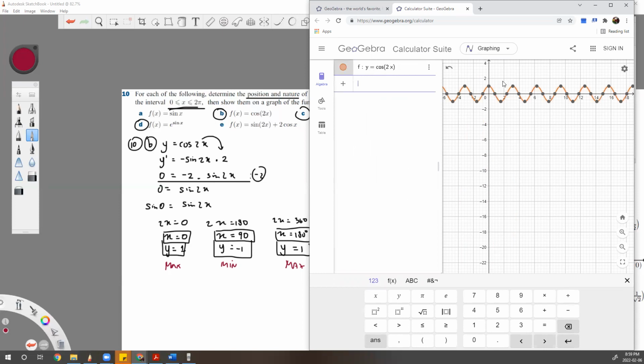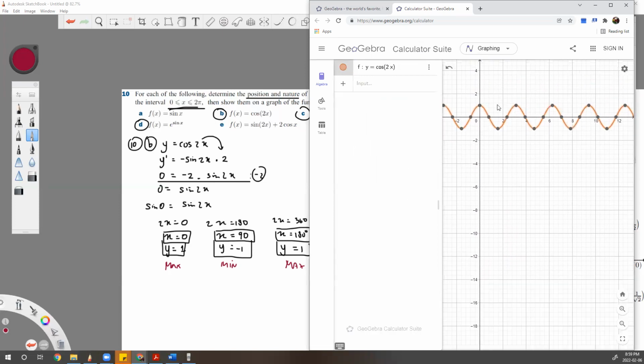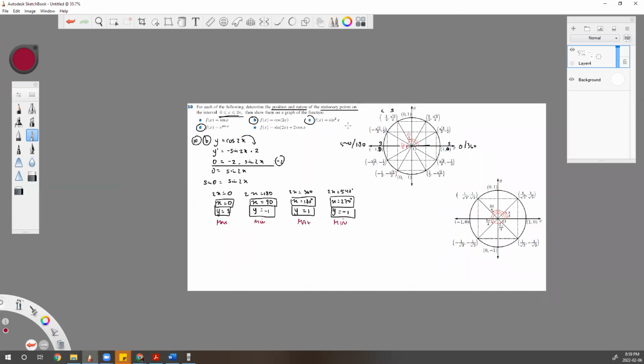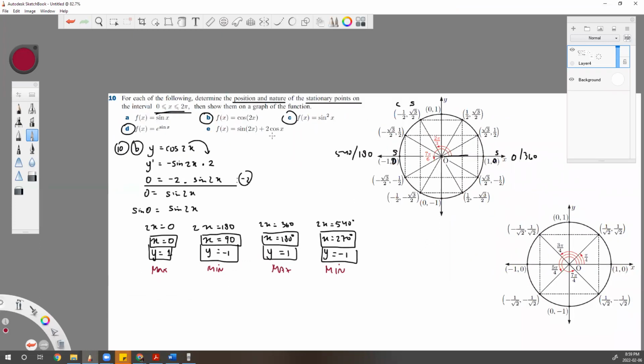There you go. See, -1, +1, -1, +1, -1, positive, negative, and we have so many stationary points because this is a wave function. Okay, that's for question B.